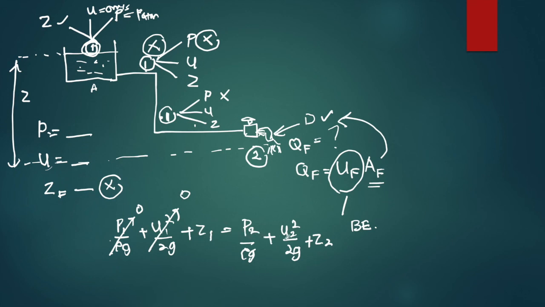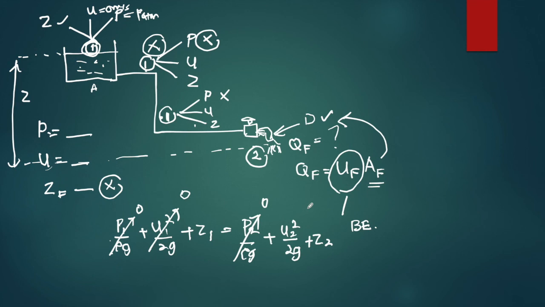Rearrange to find the pressure and the velocity at point 2. What about P2? P2 is at atmospheric pressure, so P2 is P atm, and you can cancel out this 0. So you have Z1 equal to U2 square over 2G plus Z2. Rearrange the equation to find the velocity. So that is a few examples of how to find your points to apply Bernoulli's equation.